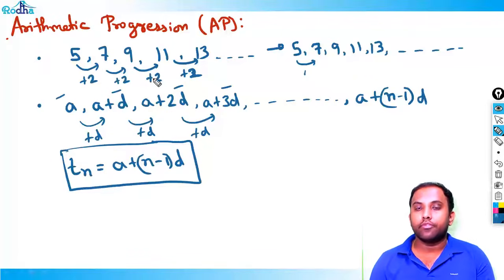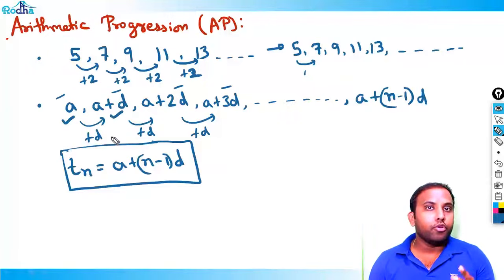I'll show you this very interesting approach of solving AP. Tn is equal to a plus n minus 1 into d. This is the nth term of AP, a plus n minus 1 into d. What is the meaning of nth term? If you put n equal to 1, you should get the first term. If you put n equal to 2, you should get the second term. If you put n equal to 3, you should get the third term, and so on. Obviously you're getting it.